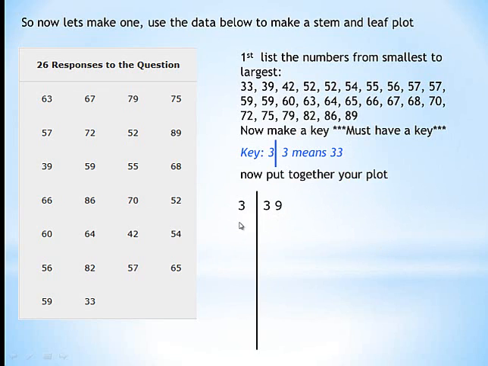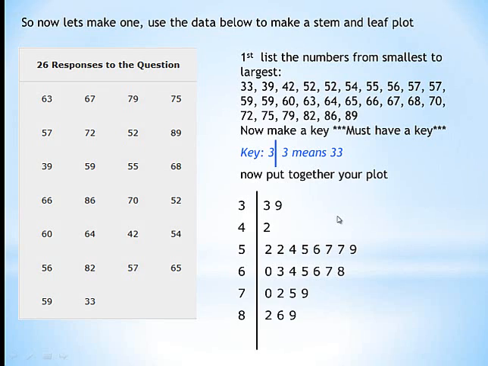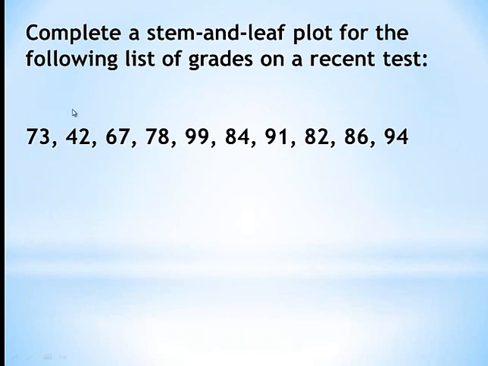My 4, I only have one 4, so it's going to be a 4 on the outside, a 2. My 5, I've got a lot of different numbers. So I'm going to have a 5 over here, and then a 2, 2, a 4, 5, 6, 7, 7, 9, 9. What's my 6 going to be? You finish this and then see if it matches mine. Hit pause. Okay, so here's mine. Did yours match? Excellent. So now you're going to create your own stem and leaf plot from this data given. See you in class.